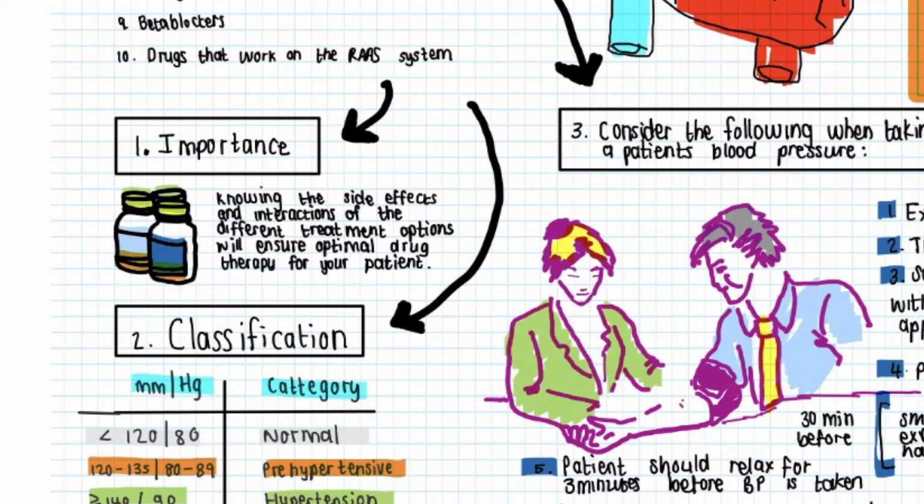Right, so why is this topic important, guys? It's because there are a lot of people that are hypertensive and there are a lot of antihypertensive drugs out there. So if you know the interactions and the side effects of these drugs, you are going to ensure that your patient gets the best therapy.